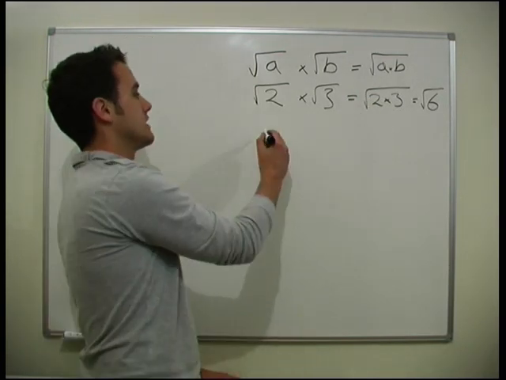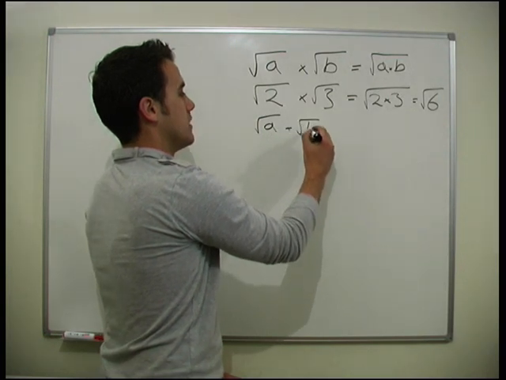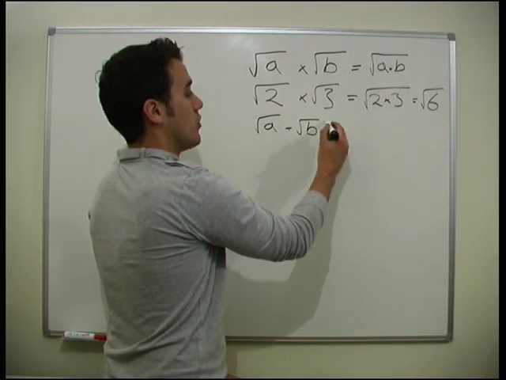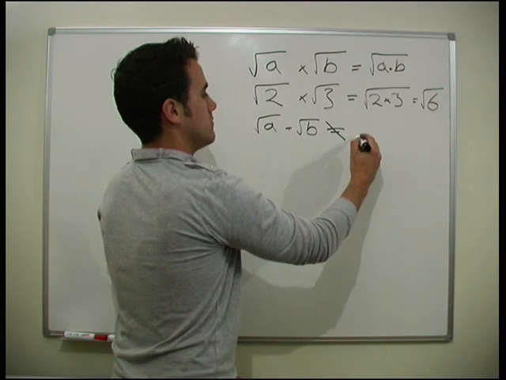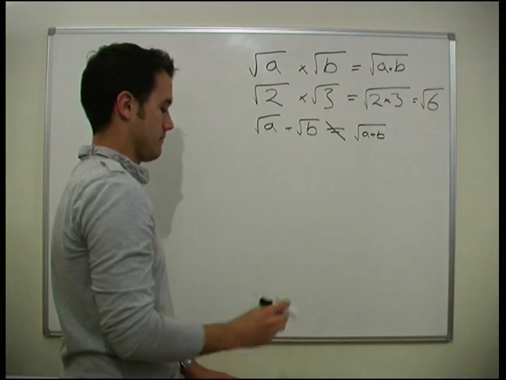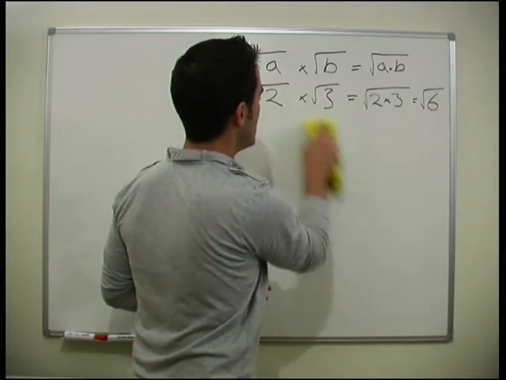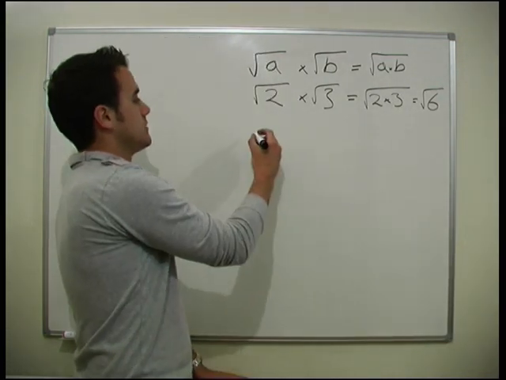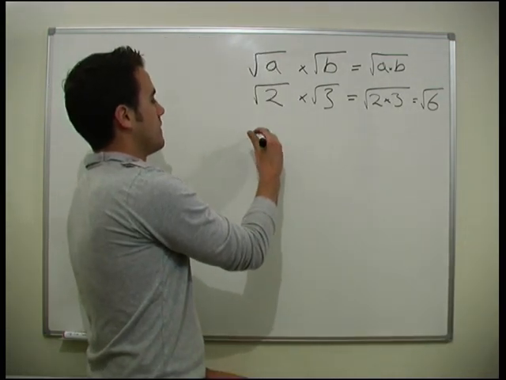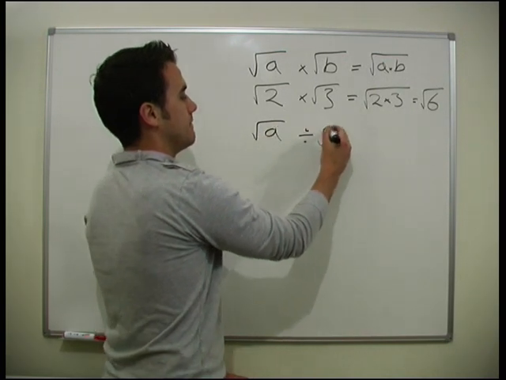Okay, it doesn't work when you're adding surds. Root A plus root B does not equal root A plus B. Okay, that does not work. Only when you're timesing them. Okay, and also when you're dividing, it's exactly the same.